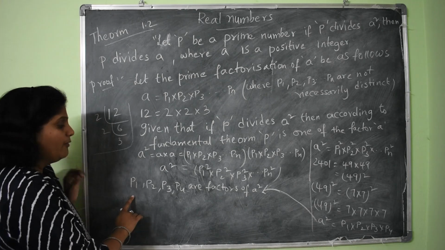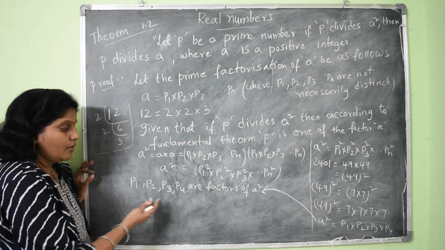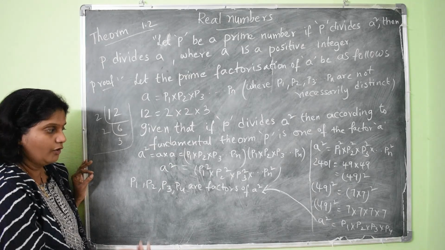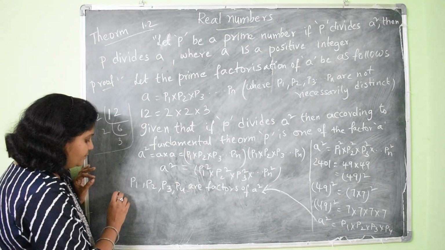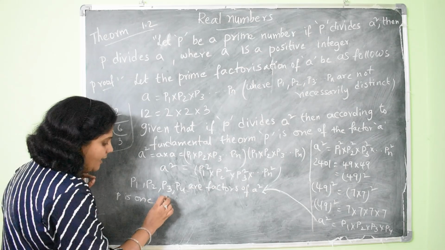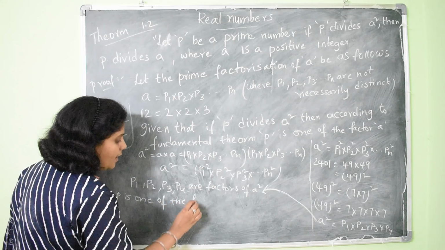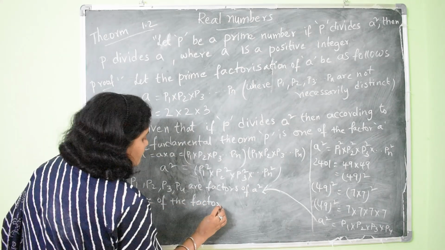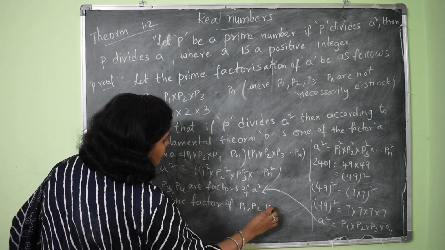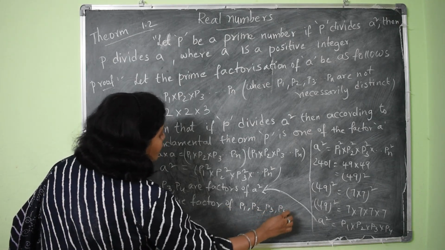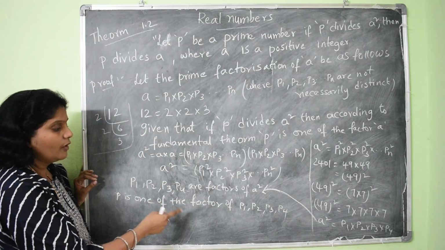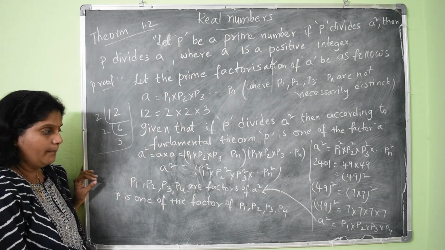So let P be one of the factors among these. We can assume P as P1, P2, P3 or P4, any one of these. So we can say that P is one of the factors of P1, P2, P3, P4. According to the given condition, P is also one of the factors of P1, P2, P3, P4.